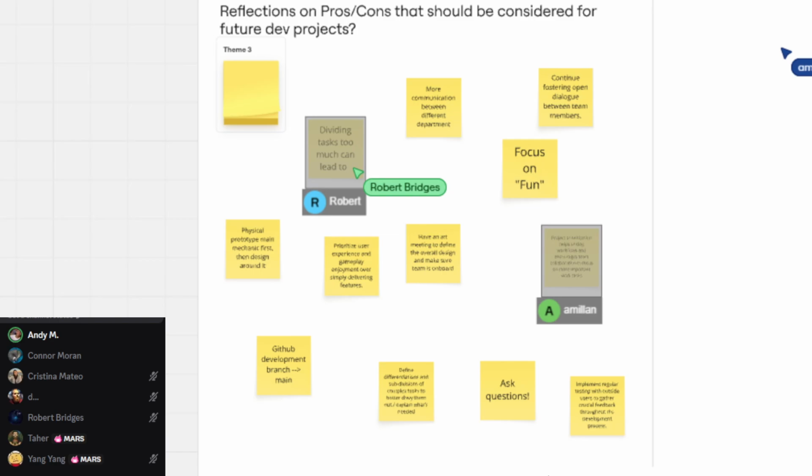Okay, I think that's good. All right, so we're just going to go through these. I added some stuff. Focus on fun. Yes, that's the main one. That's the main one I want.